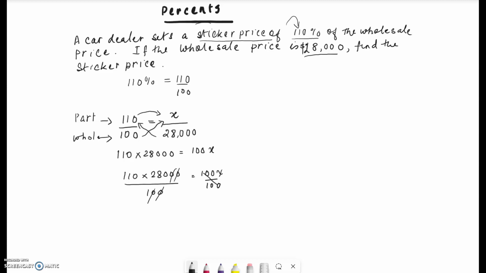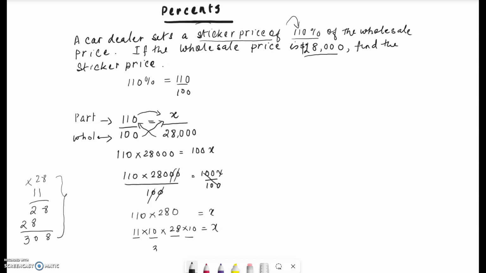So this is 110 times 280. So what we could do is write this as 11 times 10, 28 times 10, all multiplied together. So we can multiply 28 and 11. You can check the answer. And then 10 times 10 is 100. So it's 308 times 100 equals x.